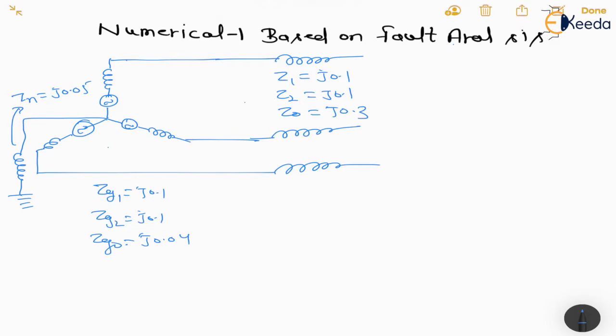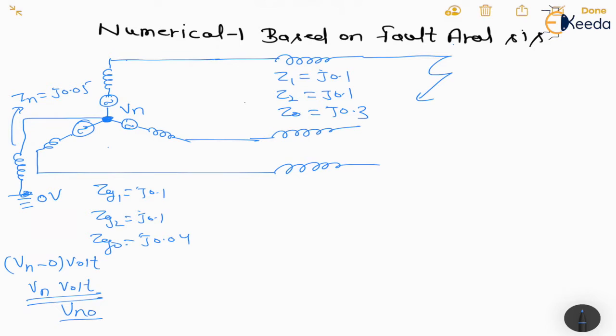Now what is it saying? It is saying that if an SLG fault takes place on any phase, then calculate the neutral voltage Vn with respect to ground. That means we have to calculate Vn minus 0 volt, which means Vn volt. We know that the ground potential is 0 volt. Either you can represent it as Vn0.